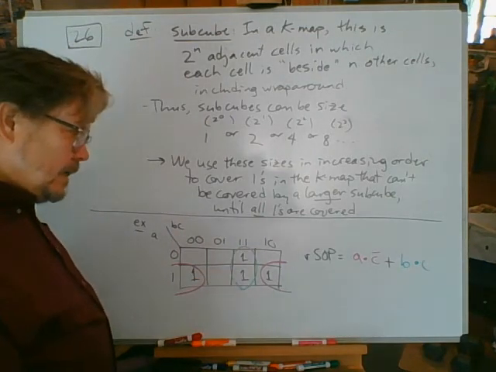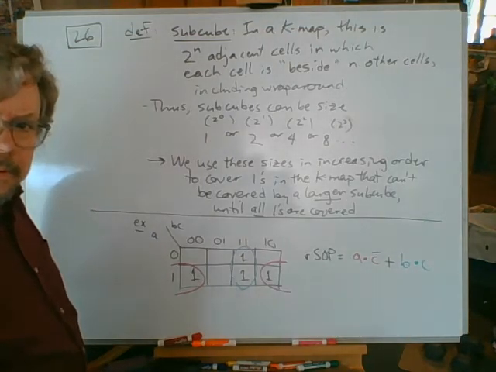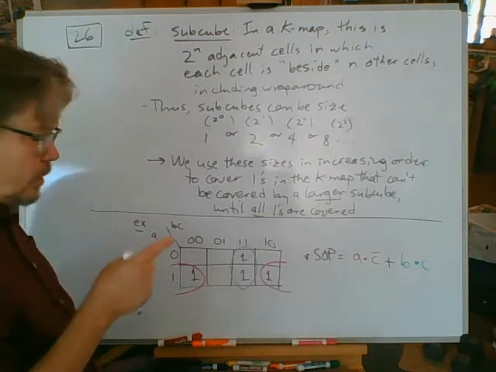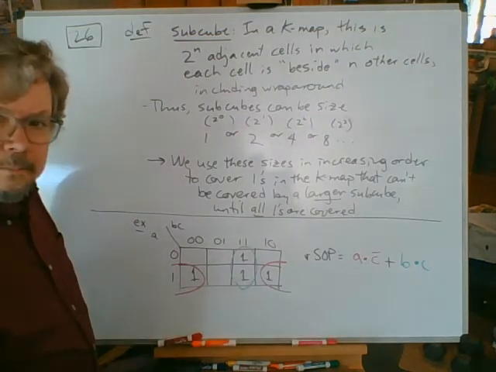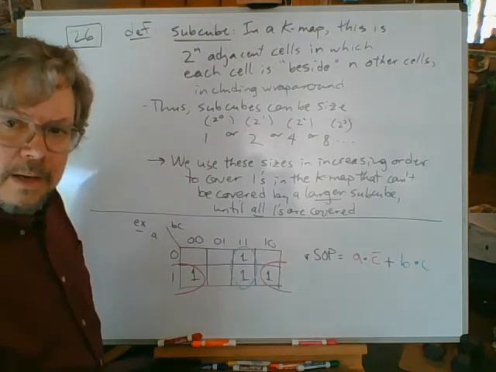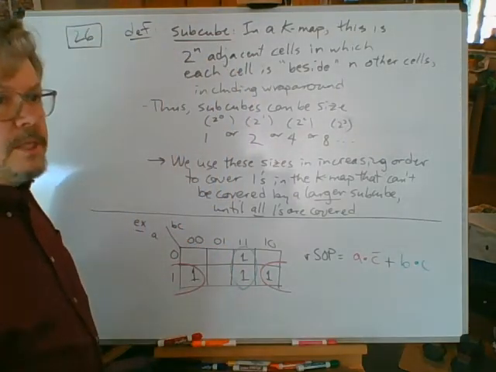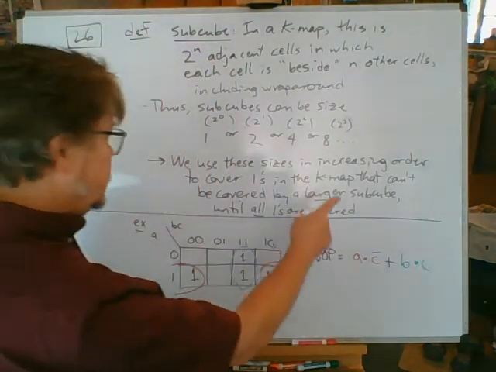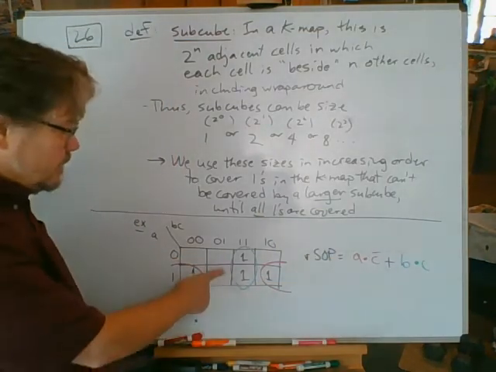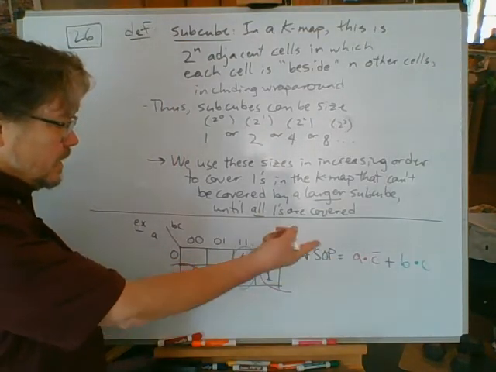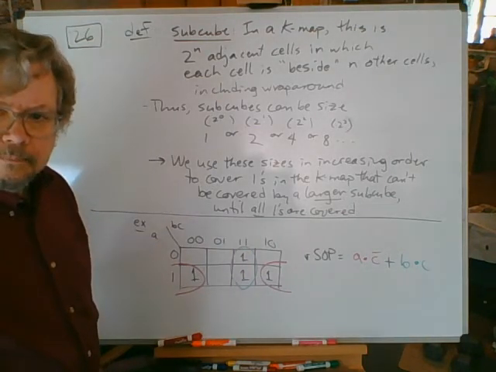Now, you might be yelling at me through YouTube land, well, what about that other subcube? You would be correct. There is another subcube. If we keep going, we could circle these 2 1s. Those are next to each other. But I'm not going to. You know why? Because our goal was to get this thing reduced down to as small as possible, until all 1s are covered. All 1s are covered. Either a 1 is inside the blue circle or it's inside the pink circle, and nobody is left out in the cold.